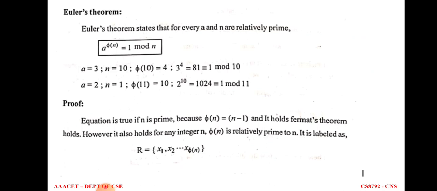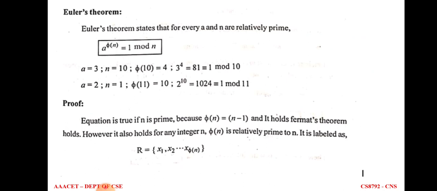So let us see the proof concept. This is Euler's theorem and this is the proof concept. Here the above equation is true if the number n is prime, because phi of n is equal to n minus 1 and it holds Fermat's theorem. However, it also holds for any integer n. Consider the set of phi of n integers that are relatively prime to n. It is labeled as R, that is R is equal to x1, x2 up to x phi of n. What is the meaning of this statement?